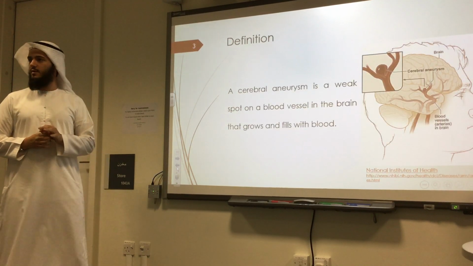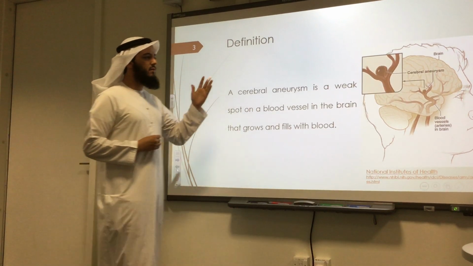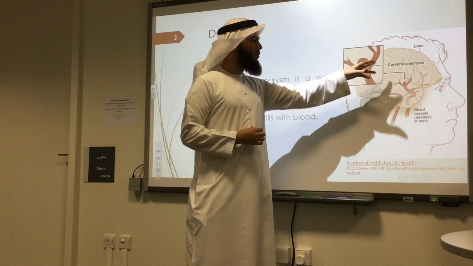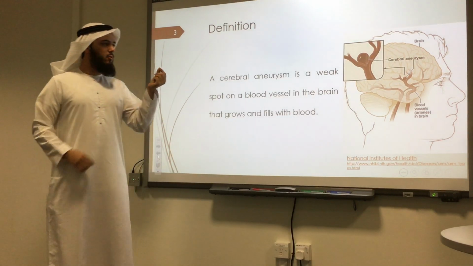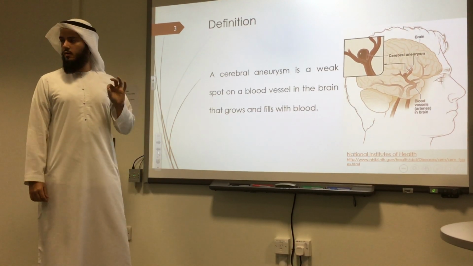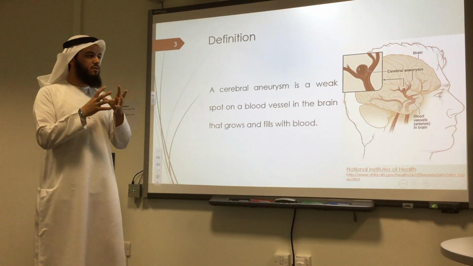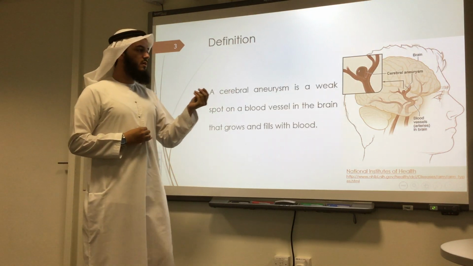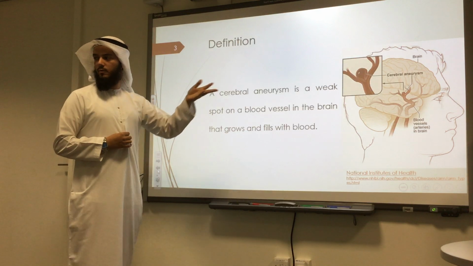First of all, let's start by defining what's a cerebral aneurysm. Cerebral means it's inside the brain. So whatever is inside the brain is called cerebral. And an aneurysm is a thin and a weak spot on the blood vessel in the brain. And it grows. So basically, this growth could lead to rupture of the aneurysm, could lead to the aneurysm affecting other arteries and nerves around the brain.